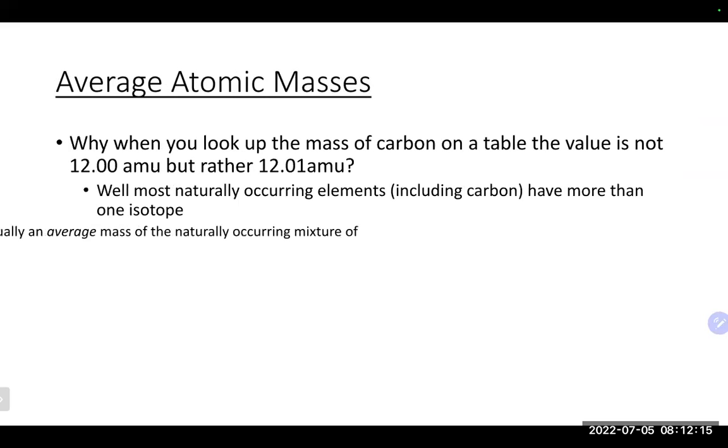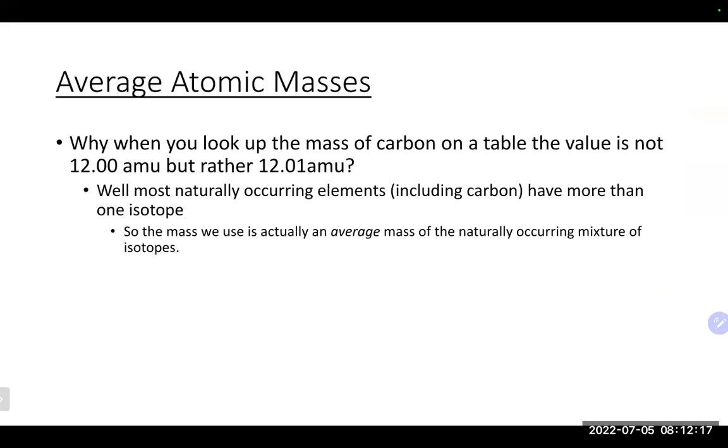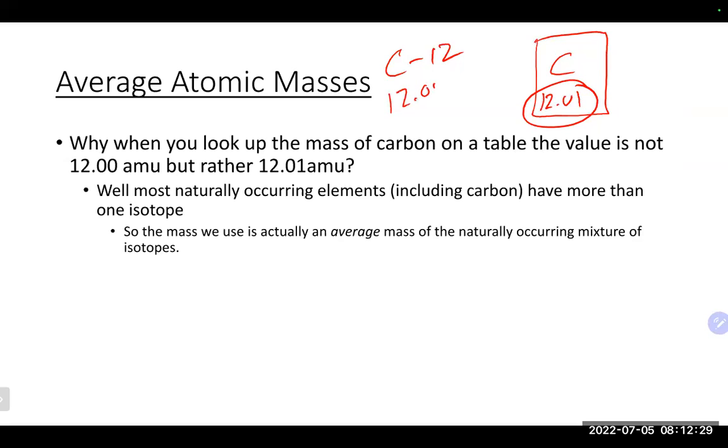Now, if we look at something like carbon on the periodic table, we see that it says 12.01, which, if the carbon-12 isotope is the standard and has a mass of 12, how come it says 12.01? And that is because what we actually see on the periodic table underneath the symbols are really average atomic masses, even though most people don't call them that. But they are actually average atomic masses of all the naturally occurring isotopes for that particular element.